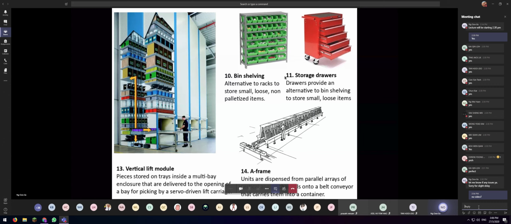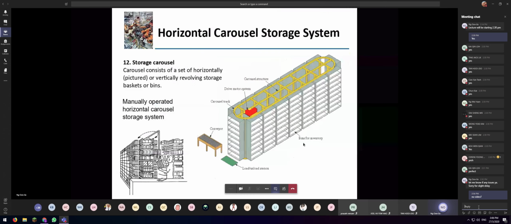Your bin shelving, storage drawers, you all should be familiar with this. Maybe some of you have this on your desk at home as well. Your A-frames is where units are dispensed from parallel arrays into a belt conveyor, and this carries them into your containers here. And so those containers are carried off by your conveyor. So these are also storage systems.